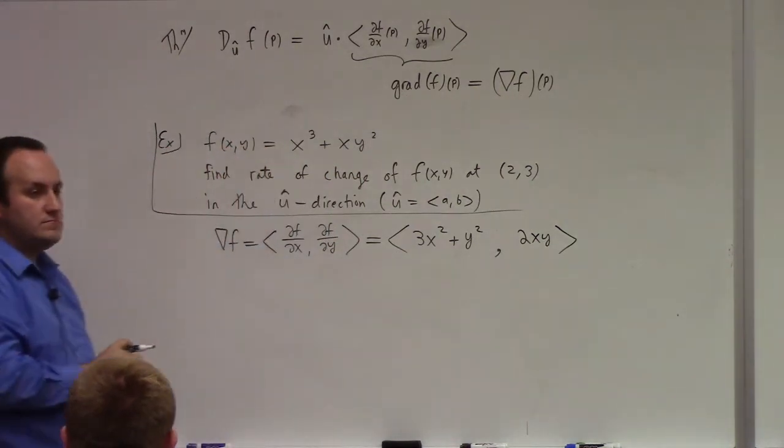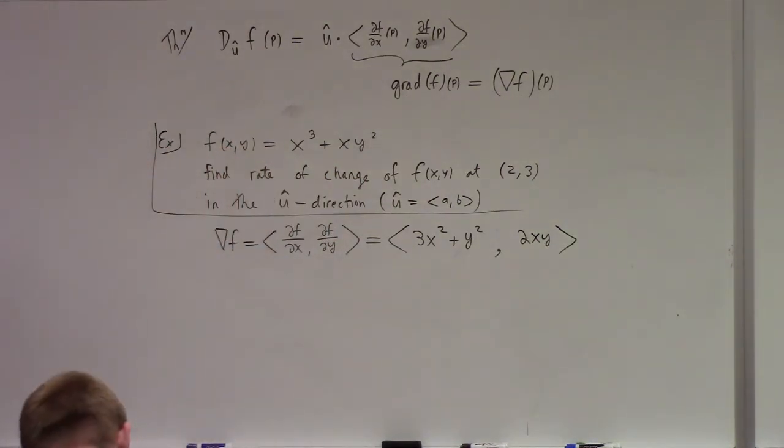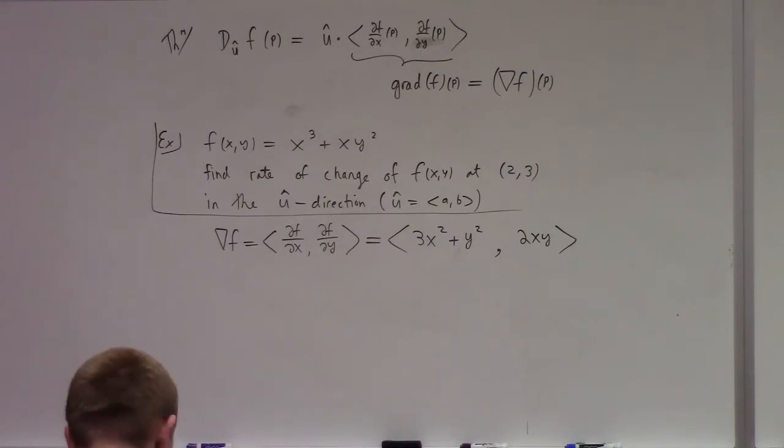Now, to calculate the directional derivative at that specific point, I must evaluate at the point. Just like when you find a tangent line to a space curve, you're supposed to plug in the point of tangency into the velocity.